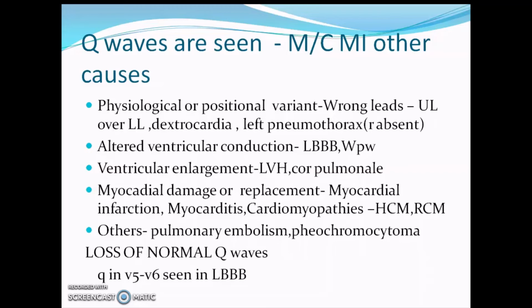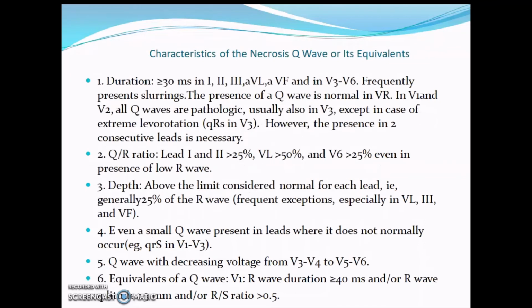So when there is a loss of normal Q waves, normally Q waves are seen in the lateral leads. When there is a complete loss of Q waves in V5 and V6, it is seen in left bundle branch block. So what are the characteristics of the necrosis Q wave? This slide, you can read it if you want to know it further.